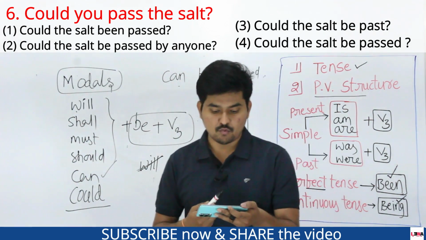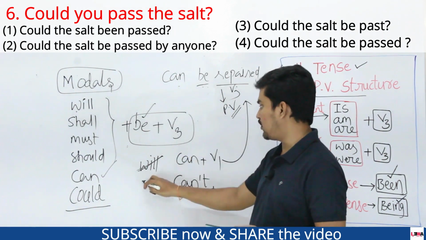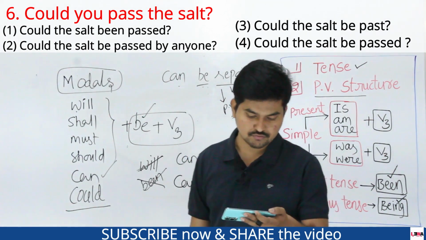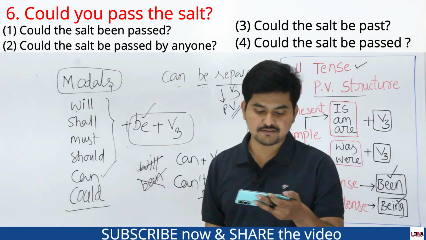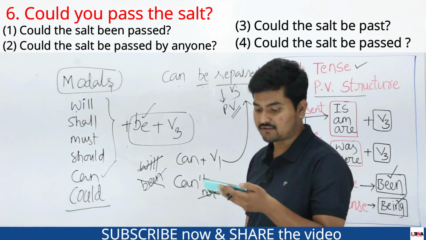Now, in option number 1, I can see "could the salt been passed." I want be but not been. Option number 1, gone. Option number 2, check the option number 2. "Could the salt be passed by anyone?" Sounds very fine. Yes or no? "Could the salt be passed by anyone?"